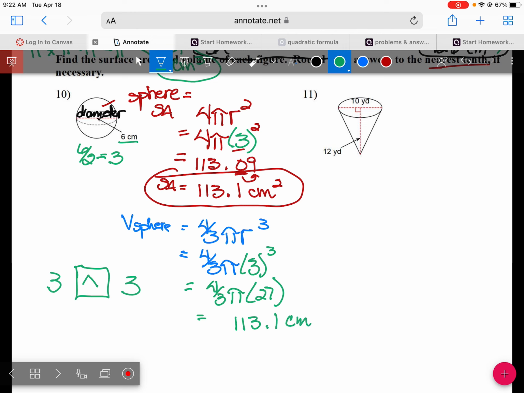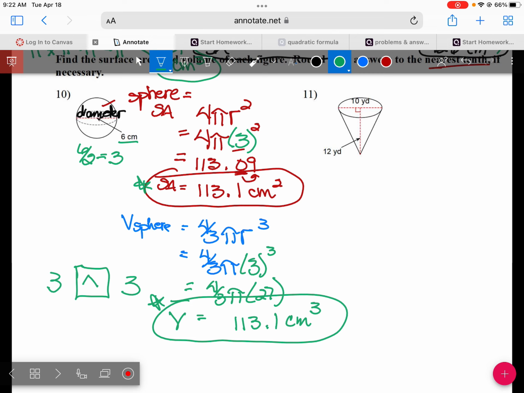113.1 centimeters cubed. So those of you, if you're paying attention, look at this. The surface area and the volume just happen to be the same answer when you have a radius of 3. So that's kind of unusual. Kind of freaky when you think about it. And I had to double check that. I was like, is that right? Did I mess up somewhere? But I think I'm right. Any questions on the sphere?